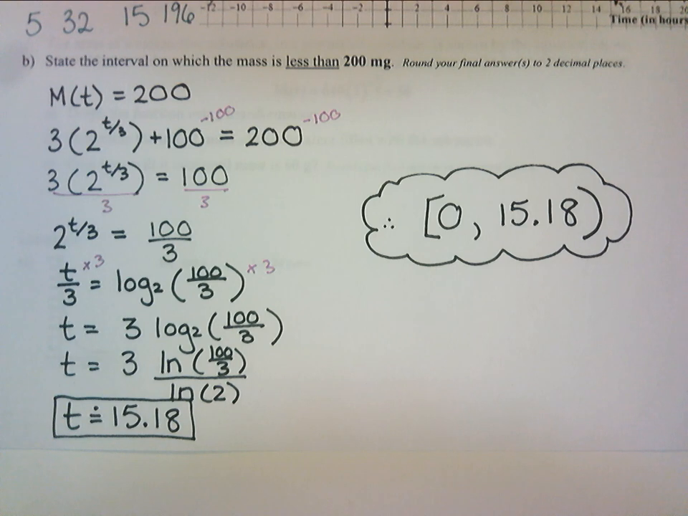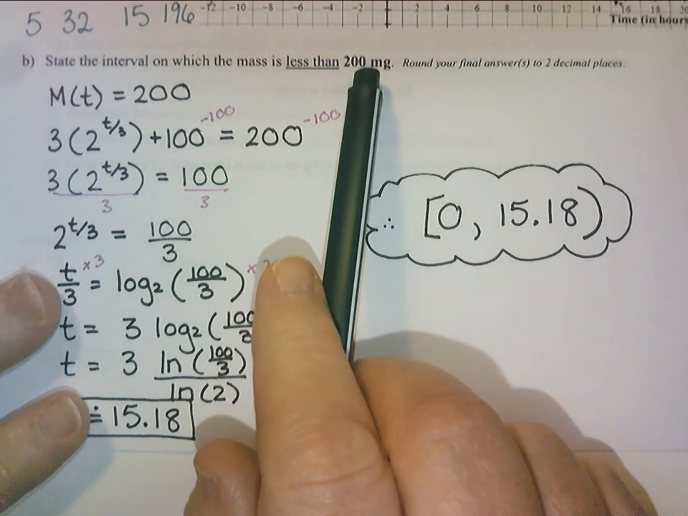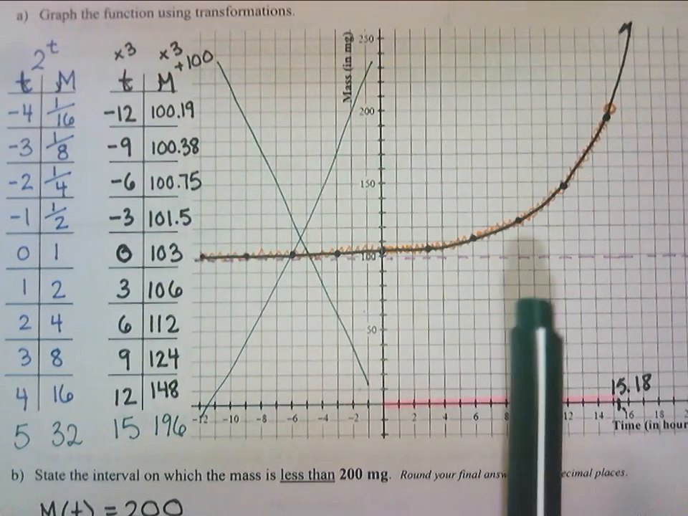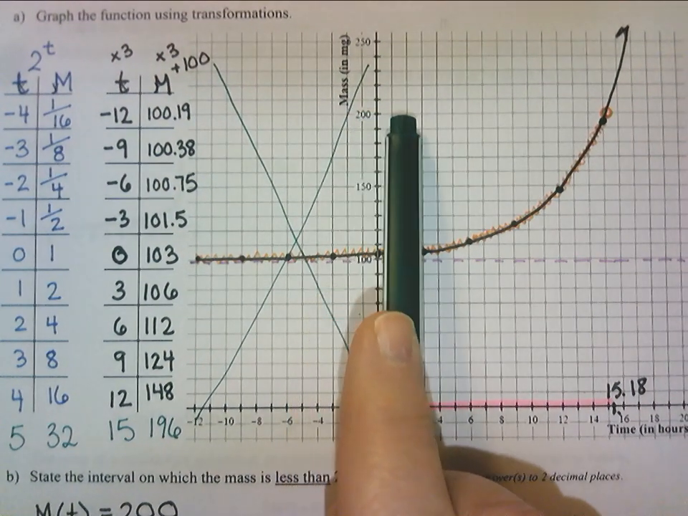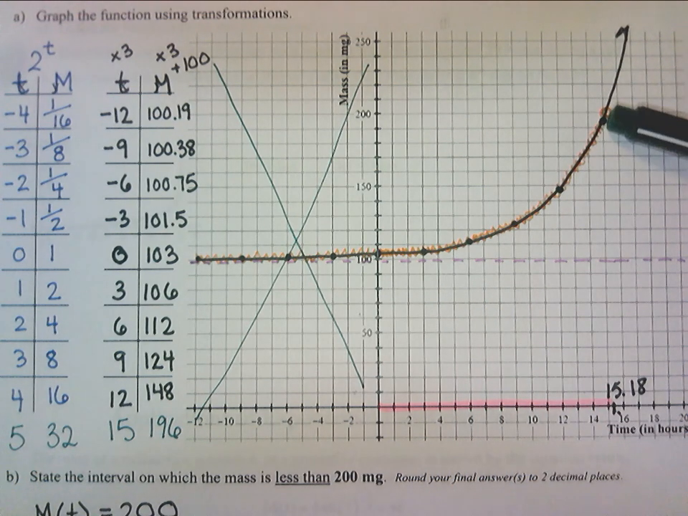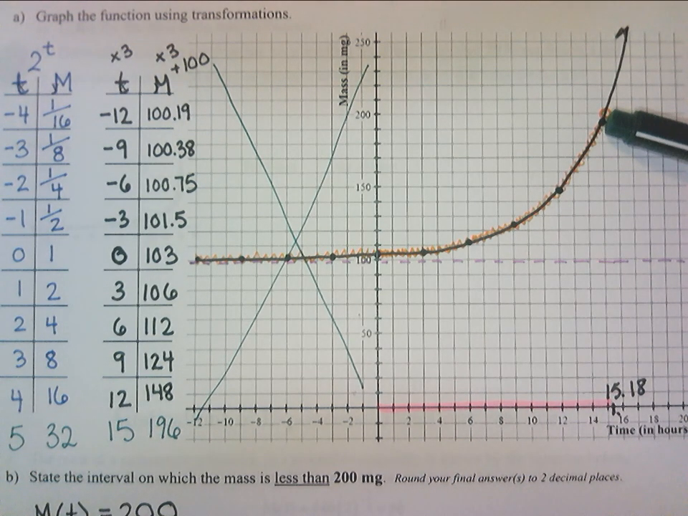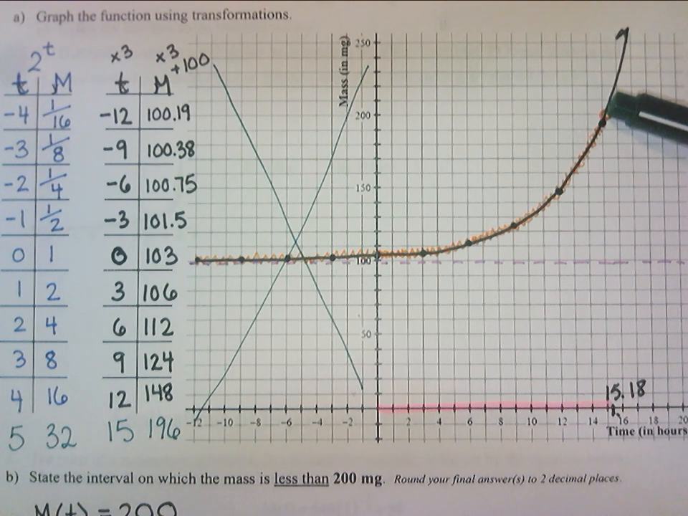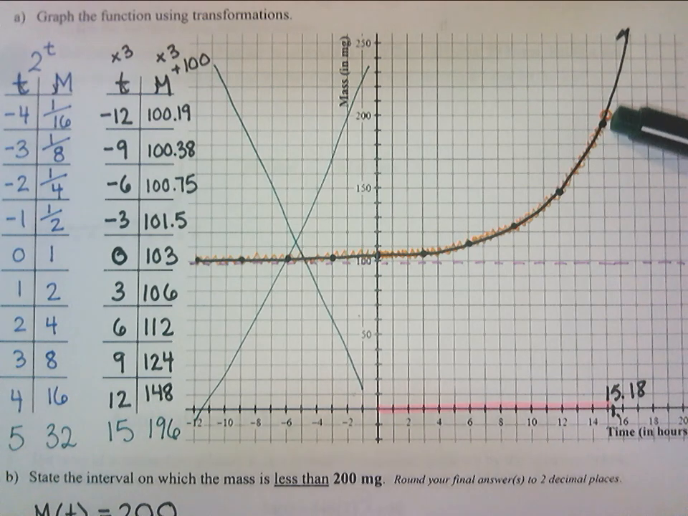So I actually started with the graph. I went to look and see where 200 milligrams was. So 200 milligrams was here, and then I followed it across to see where my graph was. I had a point that was really close. This is the one at 15 and 196. So I'm really close here. It's a little bit bigger than 15. I'm just not sure exactly what.